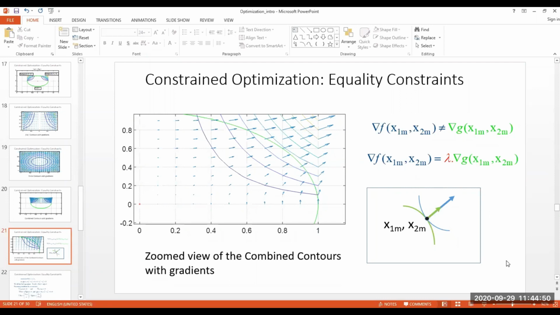Sir, that means lambda is helping to align them together? No, they are already aligned. Lambda is just to equate them. If you calculate, they are already parallel. Lambda is going to equate them because you are going to write down an equal sign. That's why lambda is required.